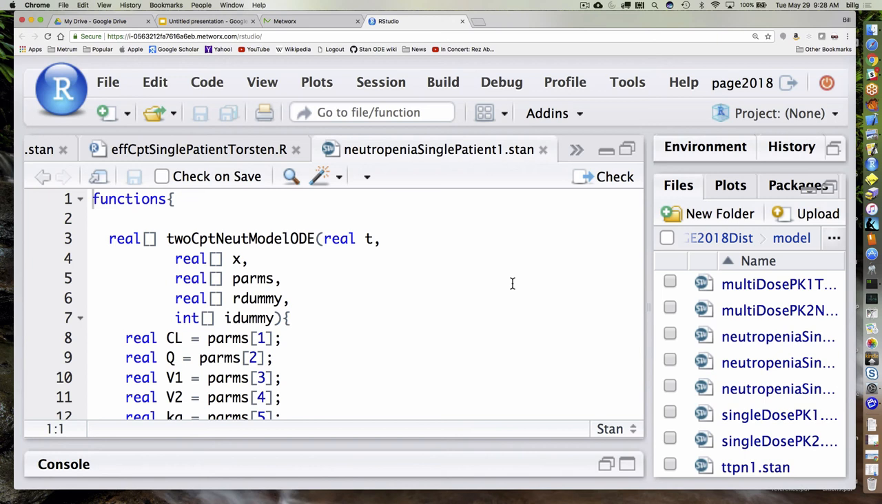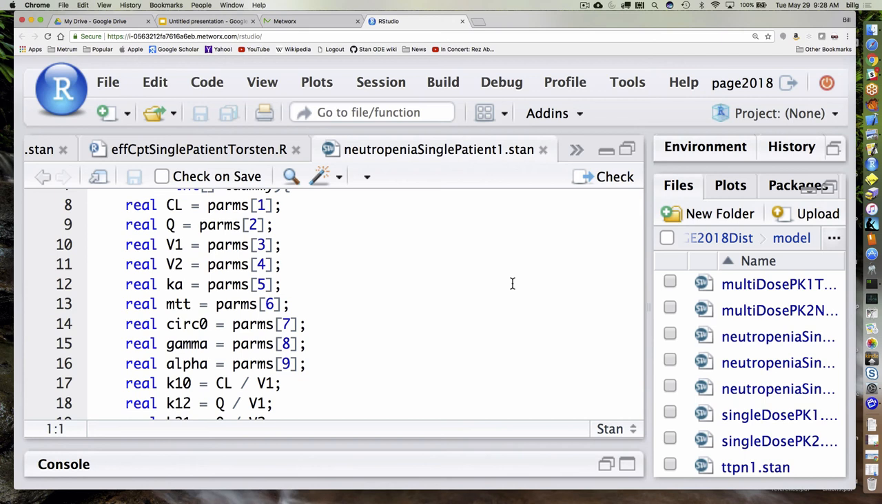The first two are real arrays, one for the values of the different states, or in our case, the amounts in each compartment, and one containing the parameters. And then if we're going to pass any data values in, those get passed in the next two. And this is another example where I'm not doing that.